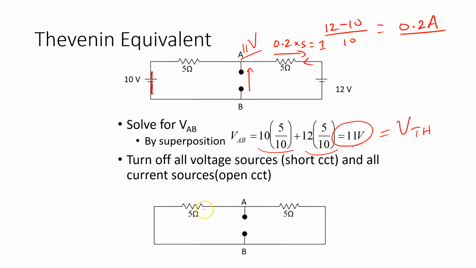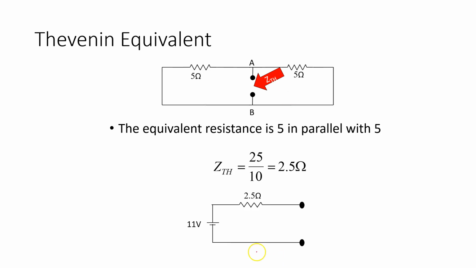Then for the next one, I turn off all the sources, which means I short circuit both voltage sources, and I have to find the Thevenin equivalent resistance looking into the circuit at this point. So if I put an ohm meter at this point, what am I going to get if I measure the impedance from this point? So if I look at the arrangement, it is 5 in parallel with 5.